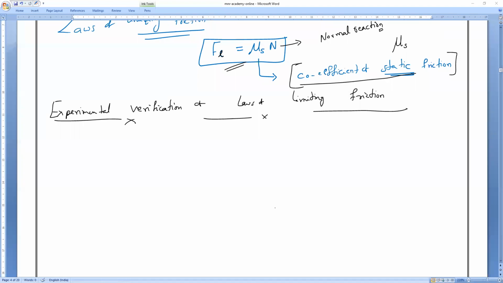Okay. So this is the first type of friction. Next, the second type of friction. What is the second type of friction? We all know it: sliding friction. Please write it. Sliding friction we can also call dynamic friction, and also kinetic friction.